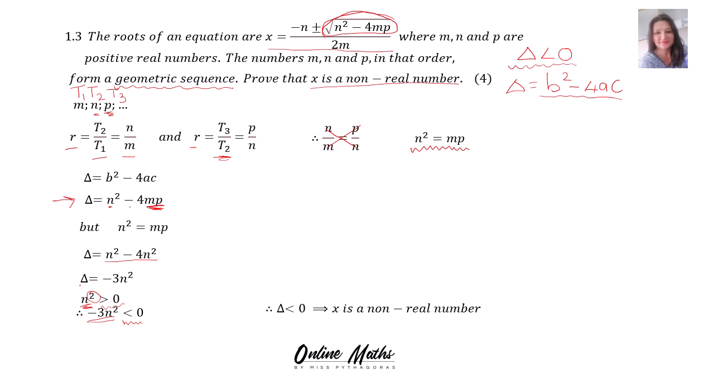And you'll see that this question counted 4 marks. So where were the marks? The marks were here where you equated your two r's and you made n squared the subject of the formula for calculating delta, and then all of this for reasoning out that it's a non-real number.